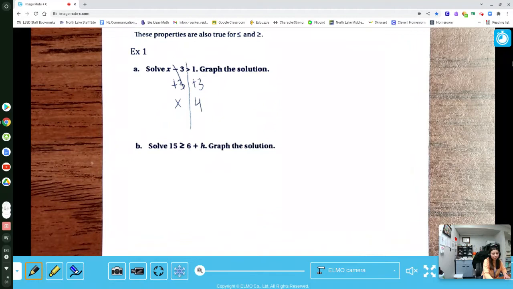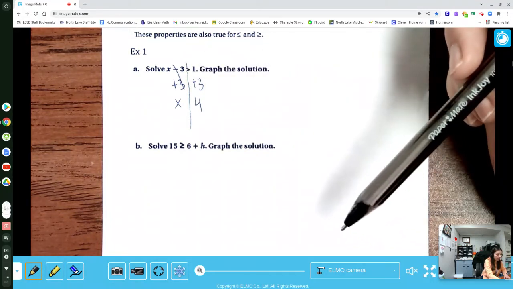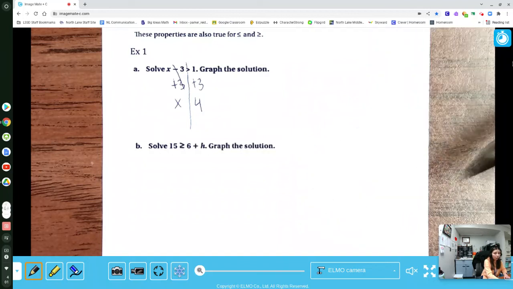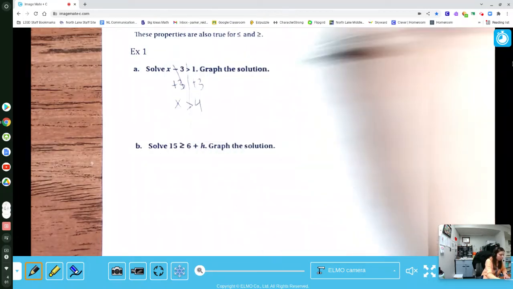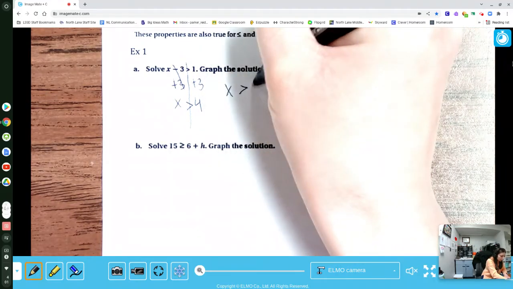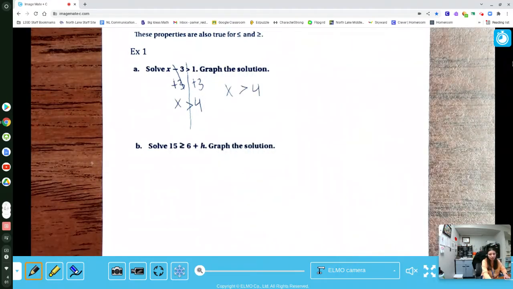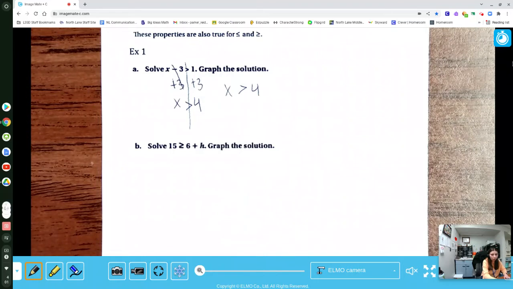Now, the only difference that we've seen so far is that we have a different symbol in the middle, not an equal sign. So that means in my solution, I want to use that symbol, not an equal sign. I just want to carry that symbol down between my variable and my value. X is greater than 4. That is our solution. This just means that for this inequality, as long as x is greater than 4, our inequality is going to be true. So it could be a bunch of different values, anything that is greater than 4.